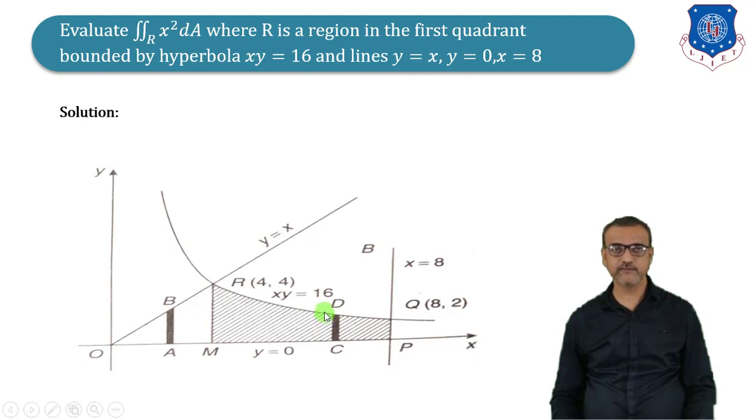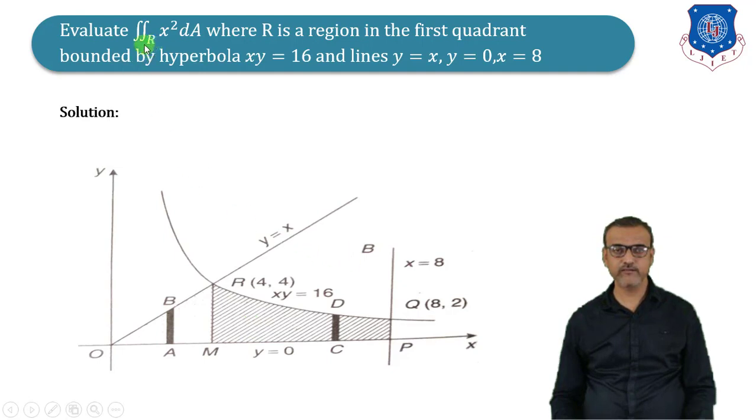In the first example, we have seen that both the limits were constant. In the second example, we have seen that one limit was constant and the other limit was variable. So in the third problem, the limit is not given to us, but we have been given these curves. And with the help of these curves, we have to find out our region of integration. And from this curve, we have to find out the limit of x and limit of y.